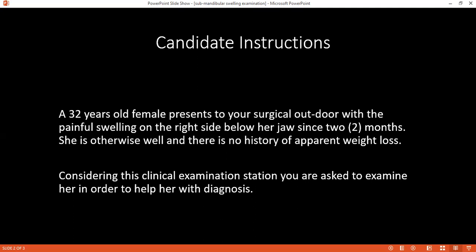Then I will put two fingers, index and middle finger, on the floor of the mouth, and from the other hand, outside the swelling, I will feel for the deep lobe of the swelling and the mandibular duct. Is there any calculus present or not?